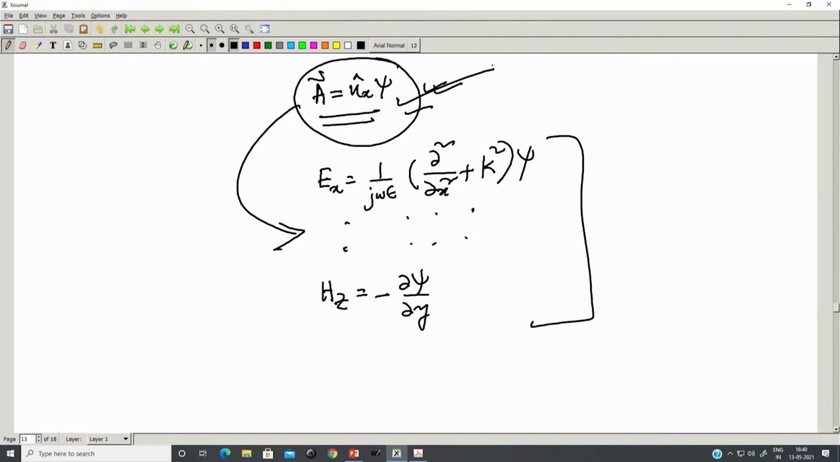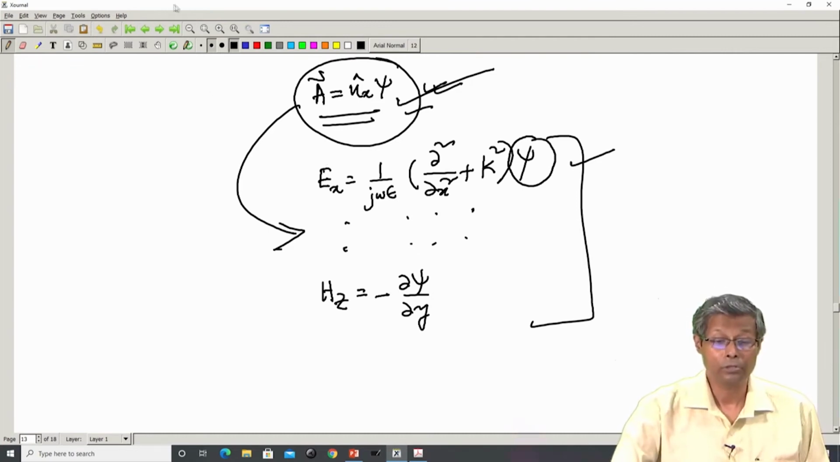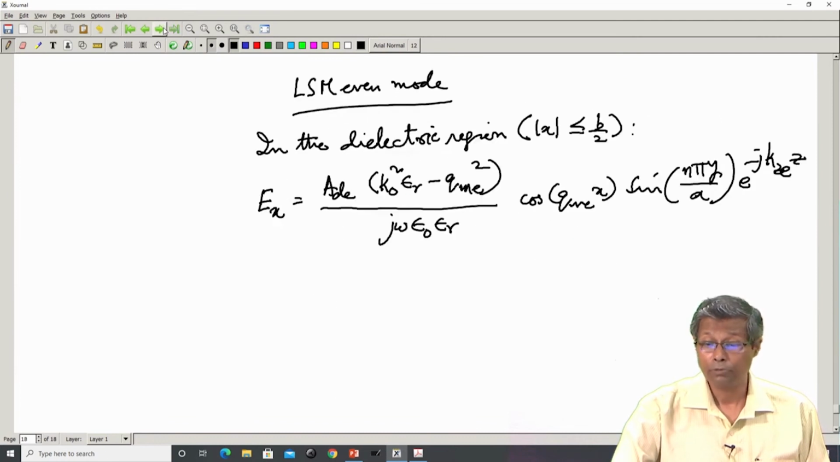This expression, okay. And these we are explicitly writing down by substituting psi here. Okay. So, please verify those expressions yourself.